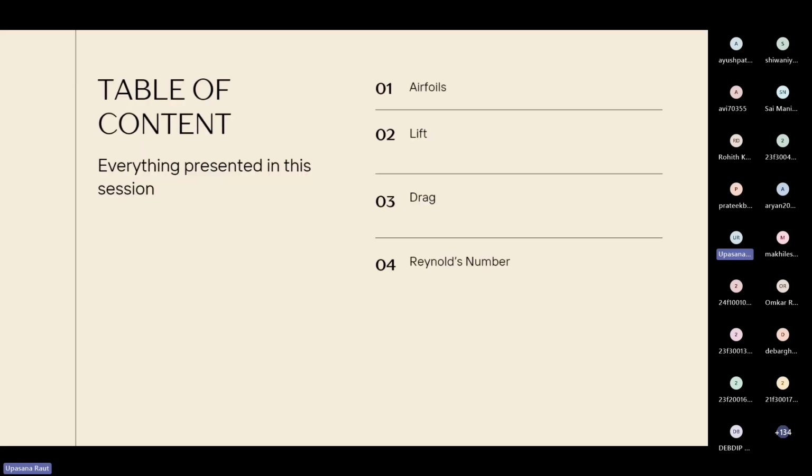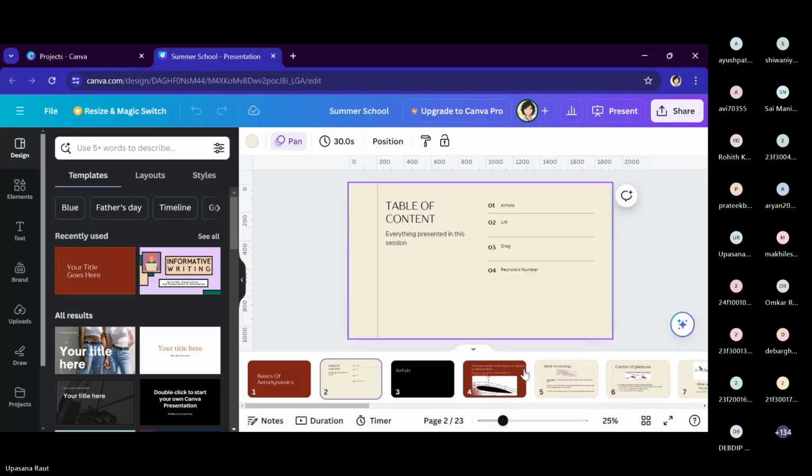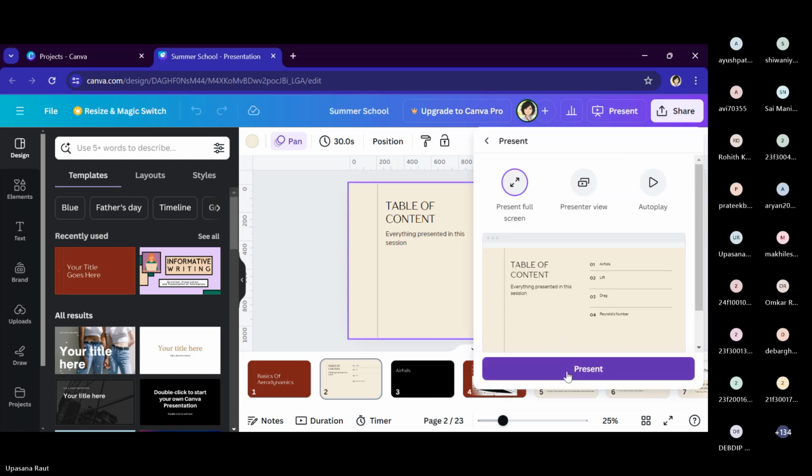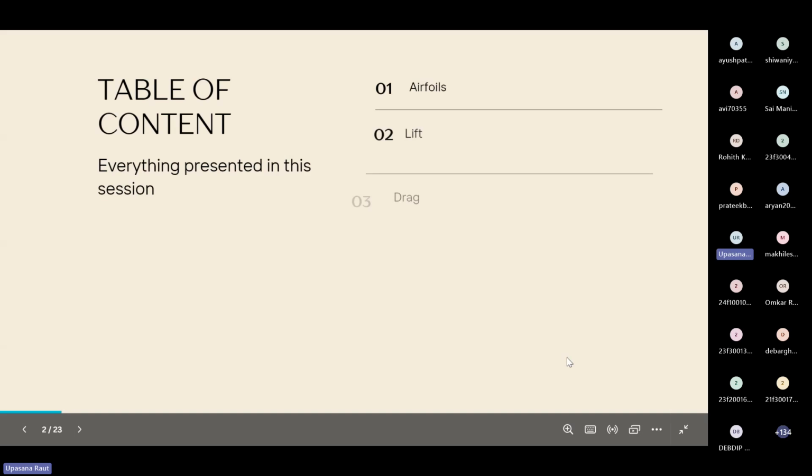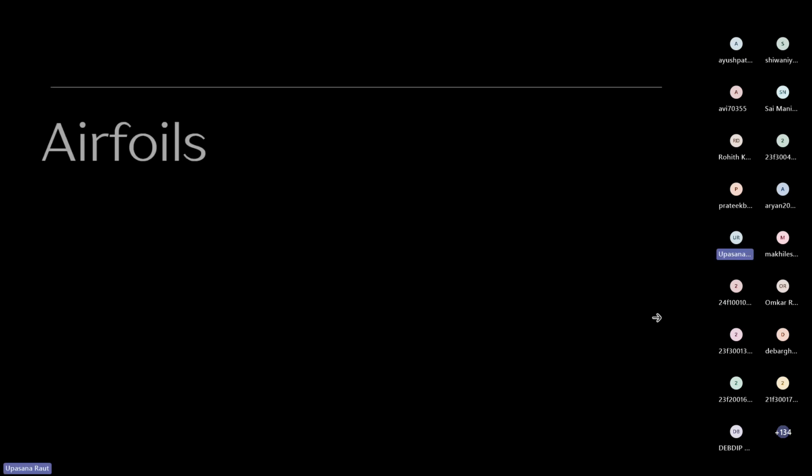So these are some of the terms which we will be learning. We'll start with airfoils, then we'll go towards lift, then drag, and we'll end our session with Reynolds number. Okay, so our first term is airfoils. What are airfoils?